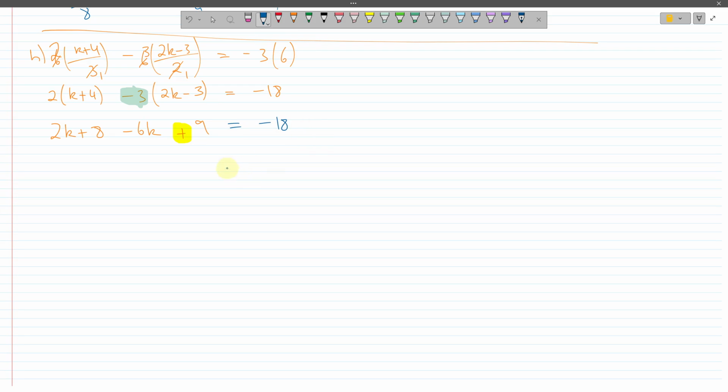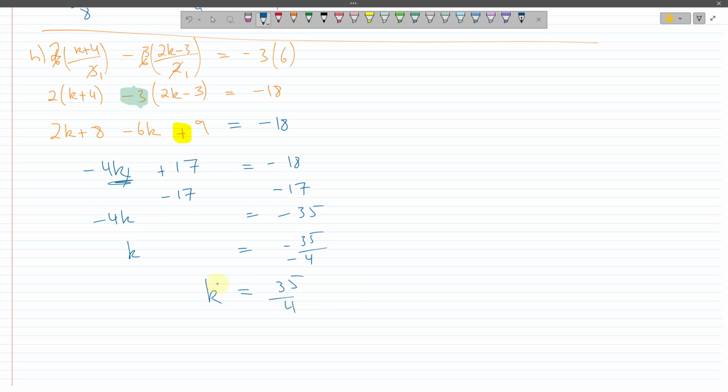I don't like orange. Anyway, 2k minus 6k, negative 4k, plus 8 plus 9 is positive 17 equals negative 18. We want k by itself. What's with k? Negative 4 and the 17. Let's do minus 17 on both sides. Minus 17 here, minus 17 there. Leaves you with negative 4k is equal to negative 35. Divide both sides by negative 4. K is equal to negative 35 on negative 4. The negatives will cancel out, giving you 35 on 4. And we are done.